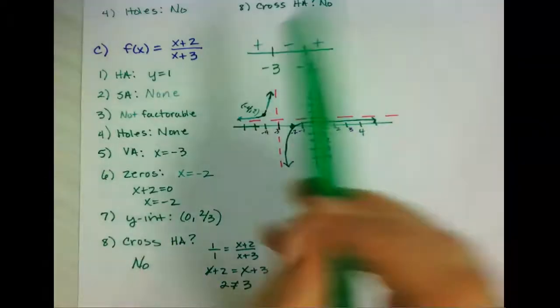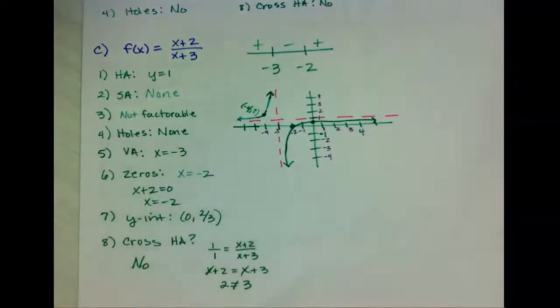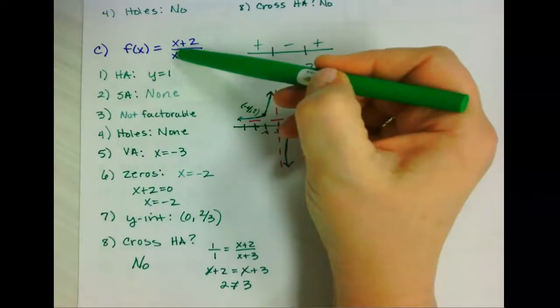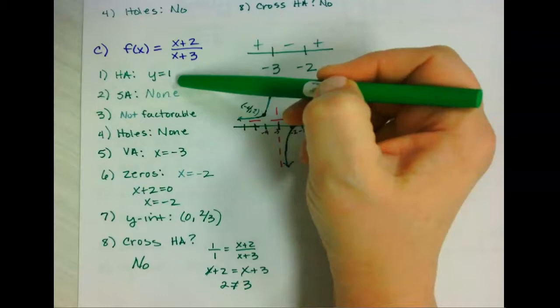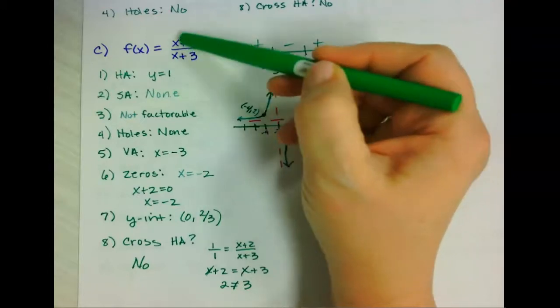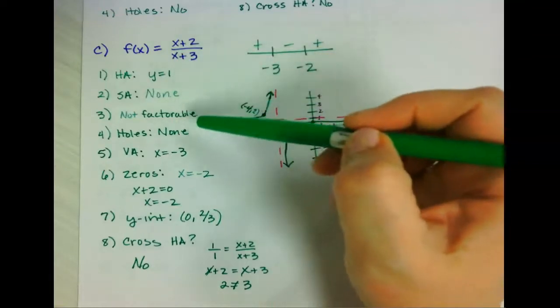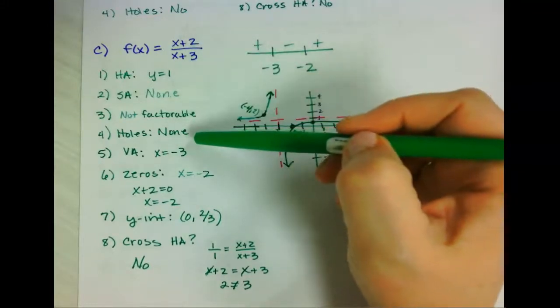All right, problem 3C, x plus 2 over x plus 3. Obviously, there's nothing to factor and cancel there. The degree on top is the same as the degree on bottom, so the horizontal asymptote is at the ratio. So the horizontal asymptote is going to be y equals 1. There is no slant asymptote because the top is not bigger than the bottom. So we can move on. It's not factorable. The holes: nothing cancels, so there are no holes.